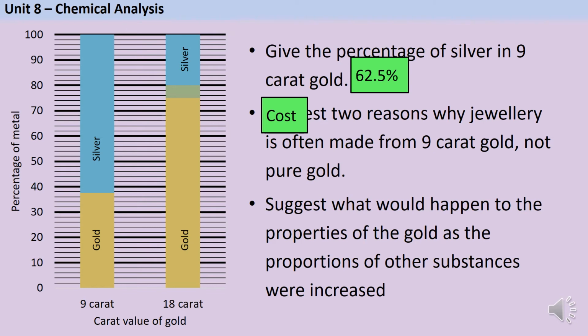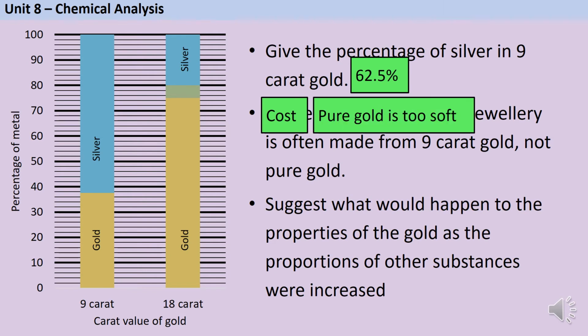Gold is pretty expensive, so if we can use silver or copper or something that's a little bit cheaper, then that's going to save us money. Also, the whole point about alloys is that they are harder than pure metals, and pure gold is so soft that it's very easily dented, and that would lead jewellery to being damaged.